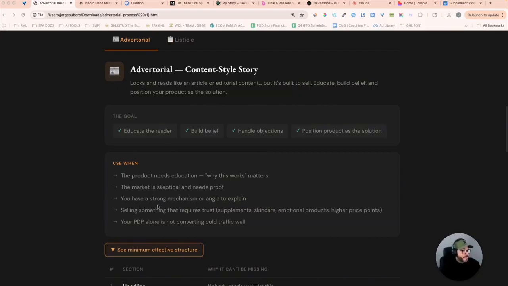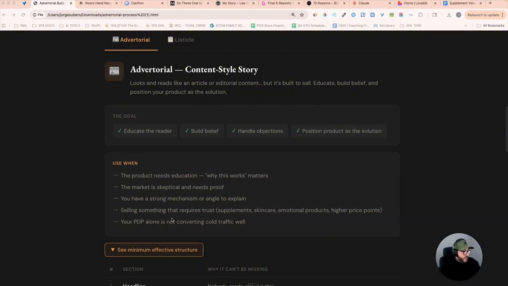You also use it when you have a strong mechanism or angle to explain. Maybe you went through the process of defining the angle, your audience, and the pain point you are going to hit with your product, and it's unique, and you want people to understand and know more about it. If they don't know, it's going to be hard for them to just go to the product page and buy something. So here we have to explain this mechanism that is going to help them with their concern or their actual current health situation.